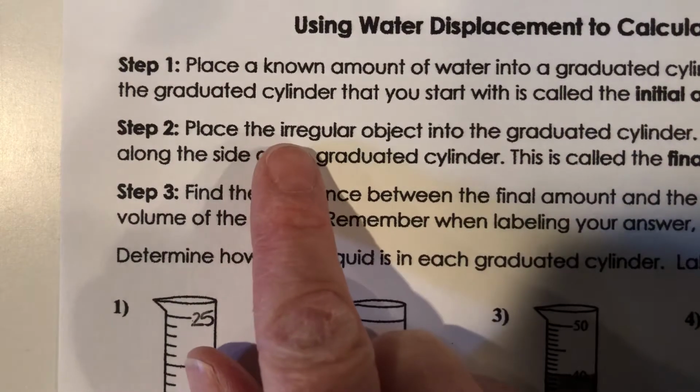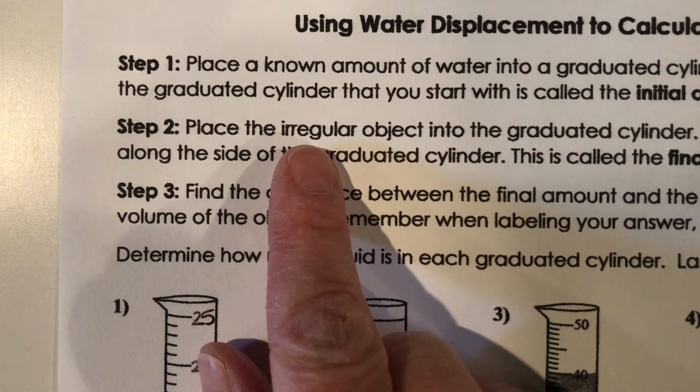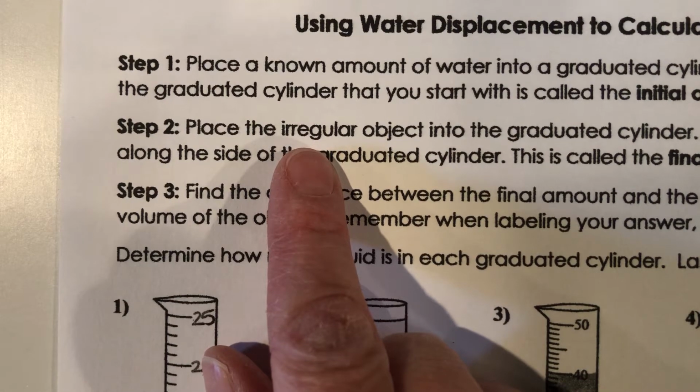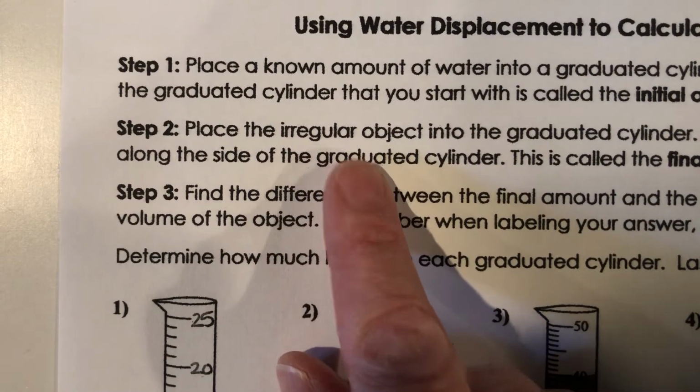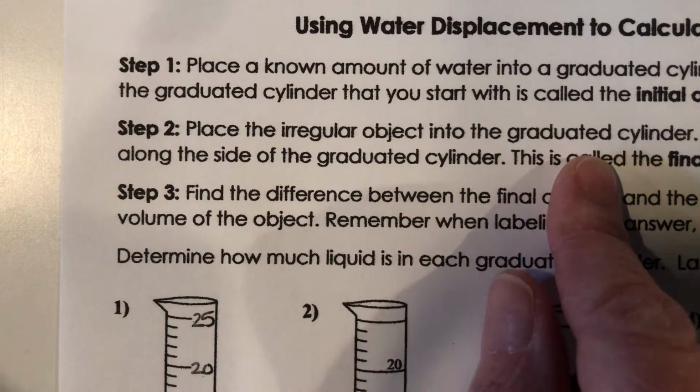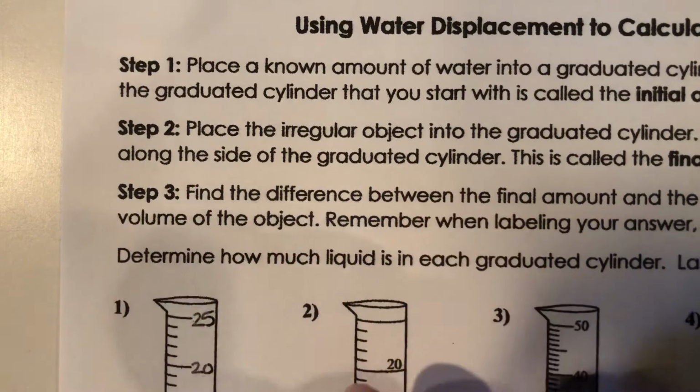Then, whatever object you want to find the volume of, and usually it's an irregular object, so that means there's not a formula to find the volume of it like there is for a cube or a rectangular prism. So you'd place the irregular object into the graduated cylinder that has the known amount of water, and you measure the new amount along the side of the graduated cylinder.